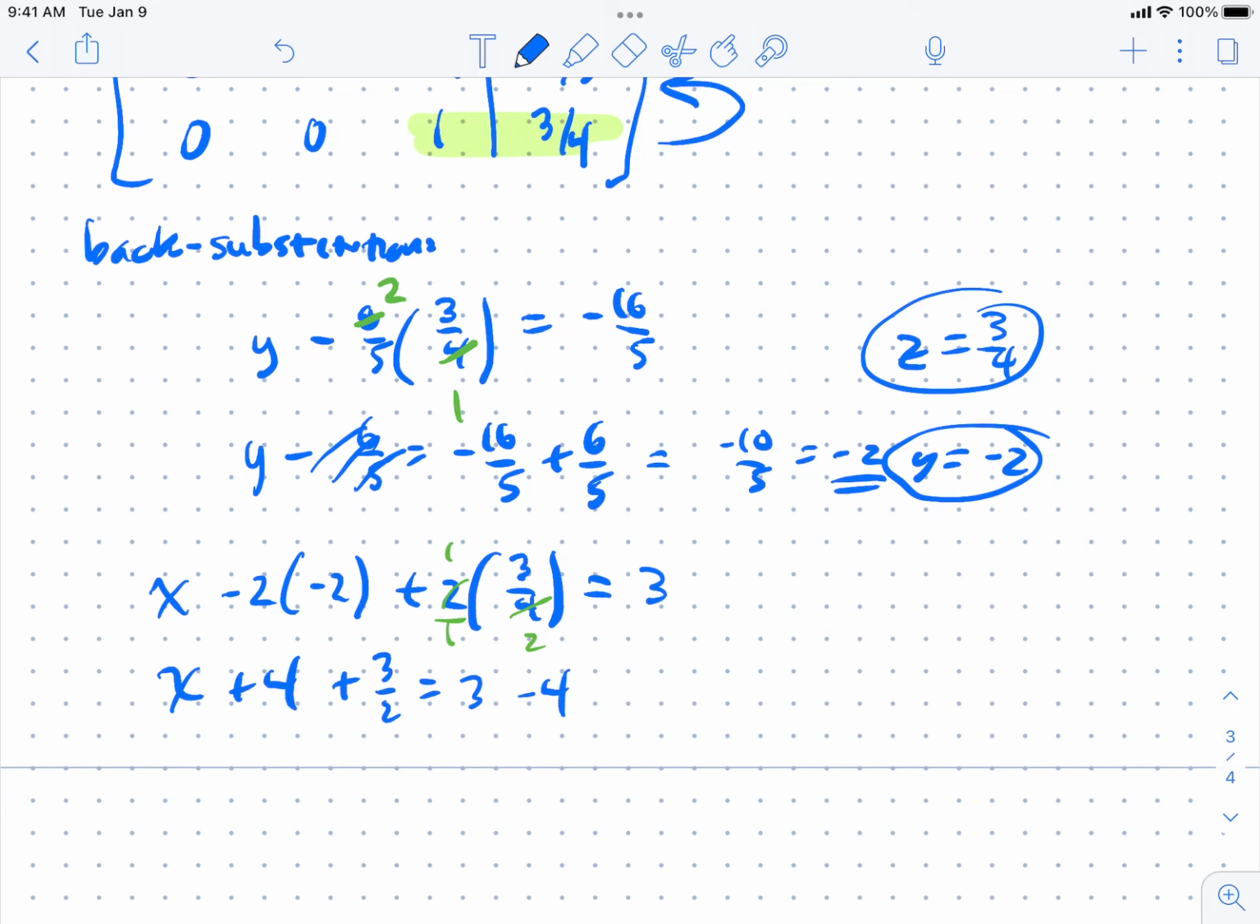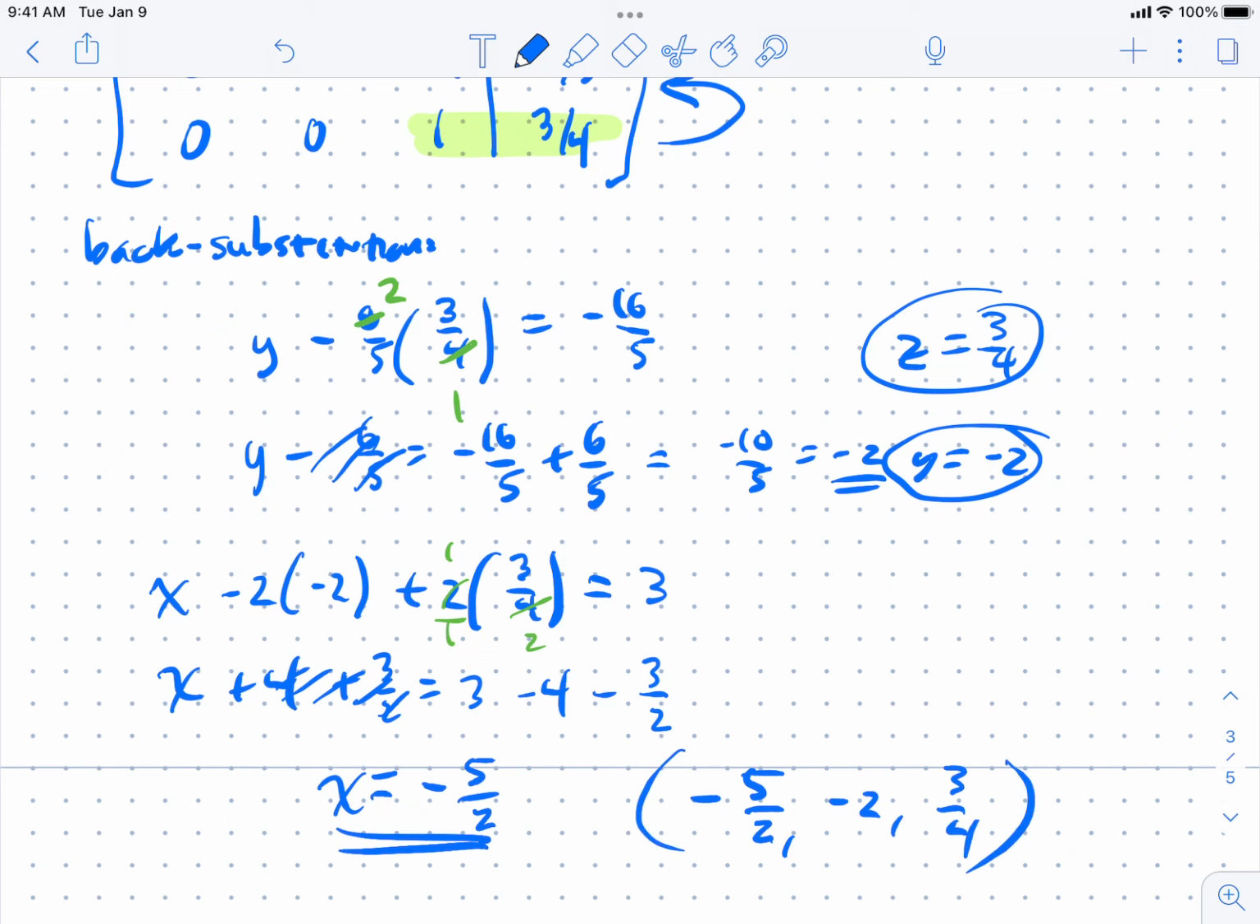So if I subtract 4 on both sides, and then I subtract 3/2 on both sides, I'll have x equals 3 minus 4 is a negative 1. Negative 1 minus 3/2 is a negative 5/2. And there she blows. Negative 5/2, negative 2, and 3/4. Those are our solutions. And I'm just going to double check. I solved this one before, didn't I? Where the heck is it? Yep, I solved it and I also put it away. Oh well, but this looks good. It's coming out to nice fractions. I was expecting some nice fractions and nice whole numbers. I believe it's right.